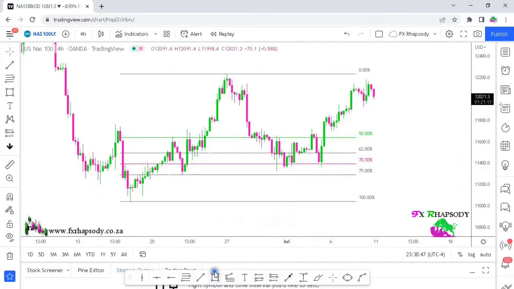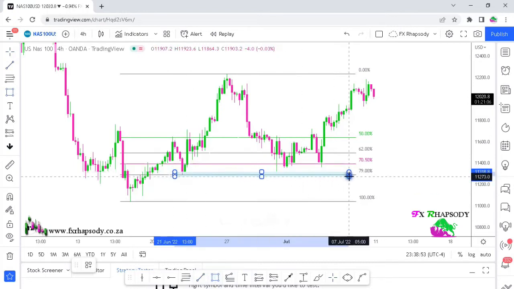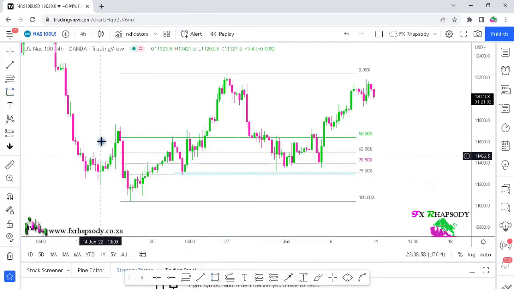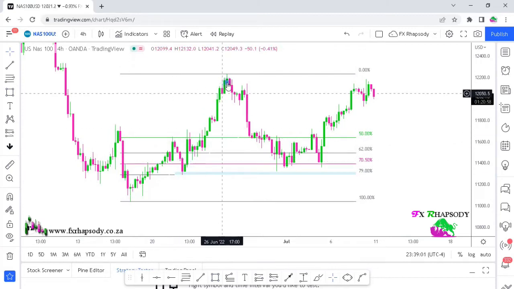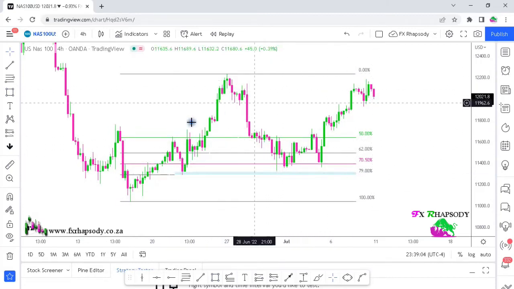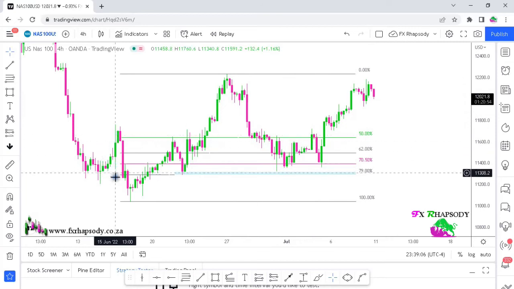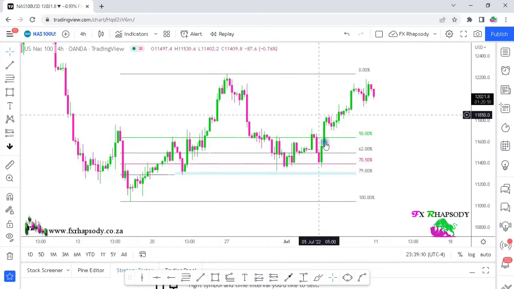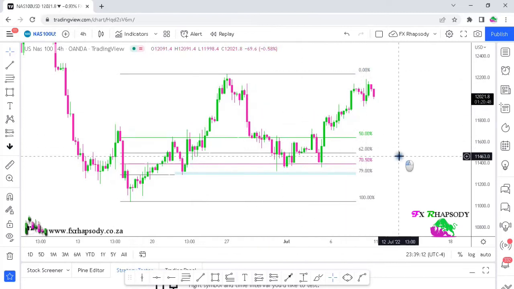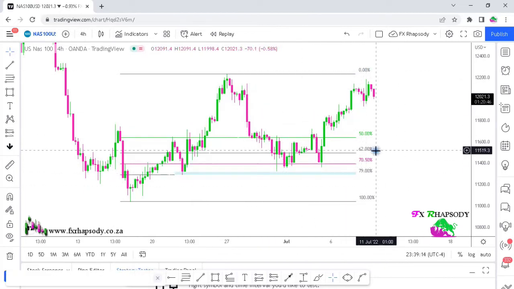Okay, there is an area. I'm just going to make it like this. There's an area over here because you get a low, then a high, then a higher high, higher low. So you can see now on the 4 hour time frame, it looks like the market wants to start turning upwards. So now is the time for looking for buys.